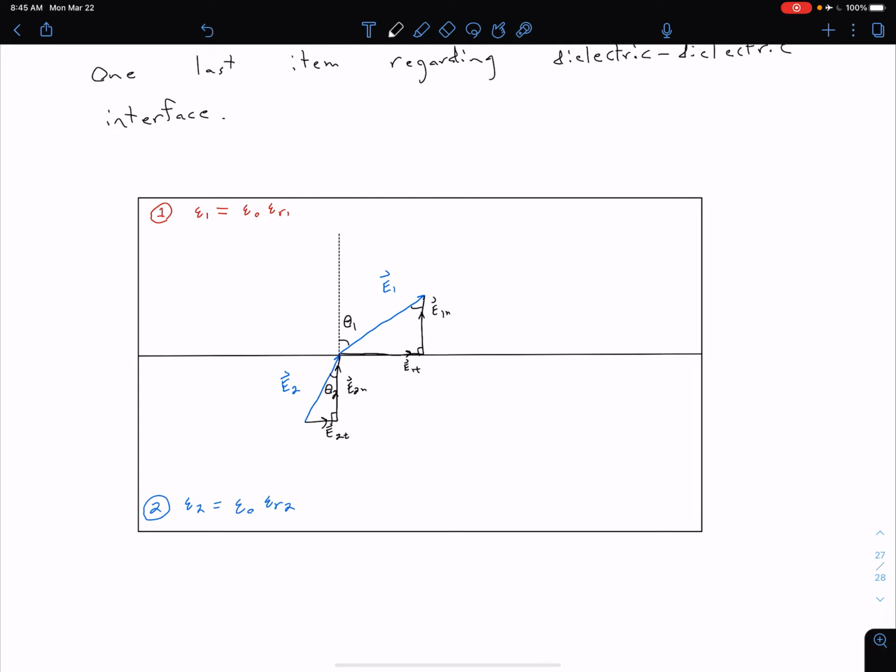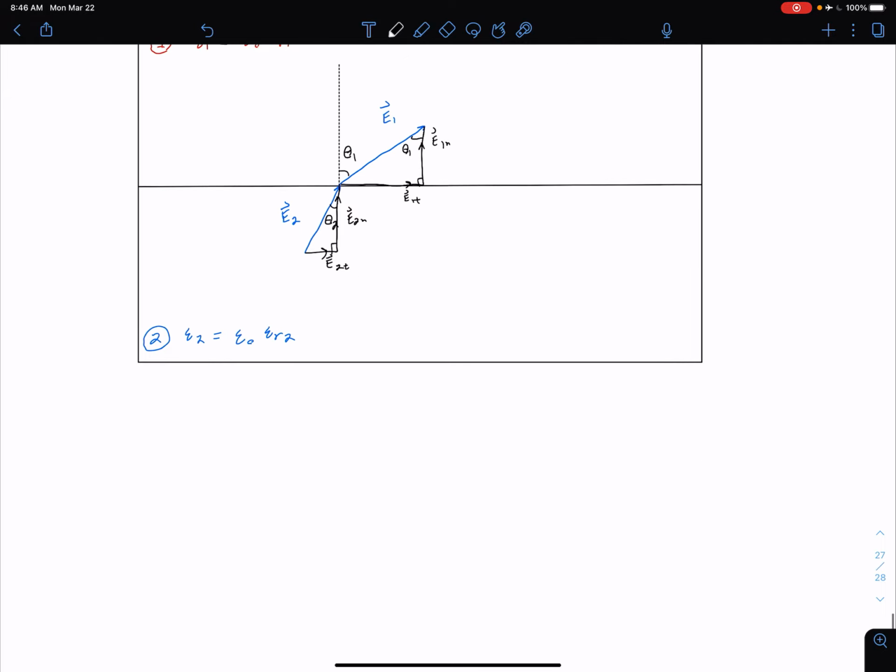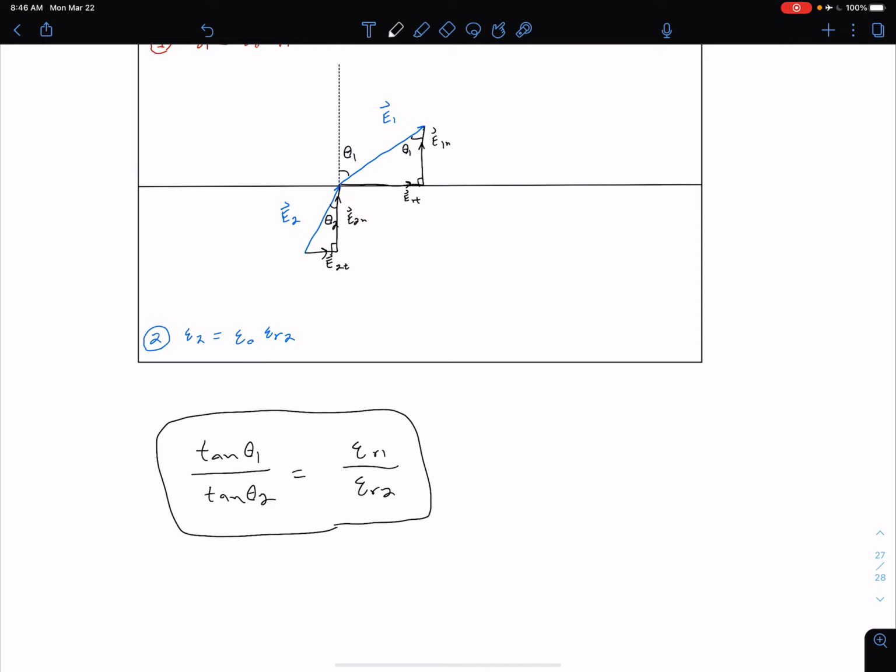And through geometry, we can say that's the same angle theta 1 as between this E1 and our E1 normal. And again, we're not going to go through the derivation of this, but with some geometry, what we could show is that the ratio of those tangents, so tan of theta 1 divided by tan of theta 2, is equal to the ratio of our dielectric constants. So we have epsilon R1 divided by epsilon R2. Again, there's a bit of a proof or derivation to go through to get to that. We're not going to look at that, but if you're curious about what that is, you can look on pages 200 to 201 of the textbook.